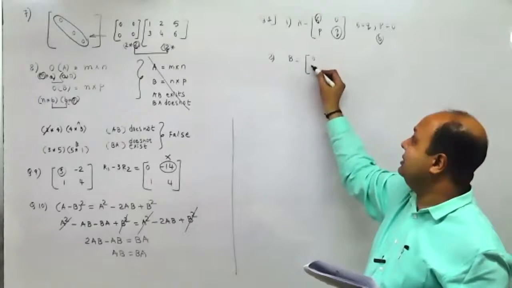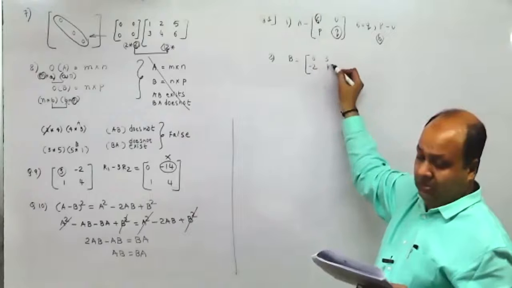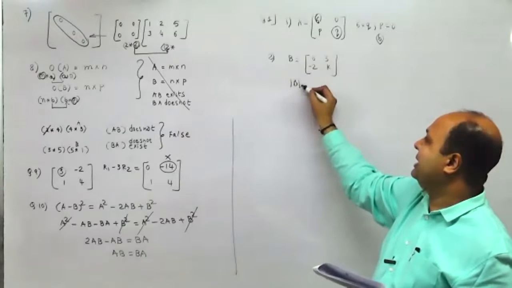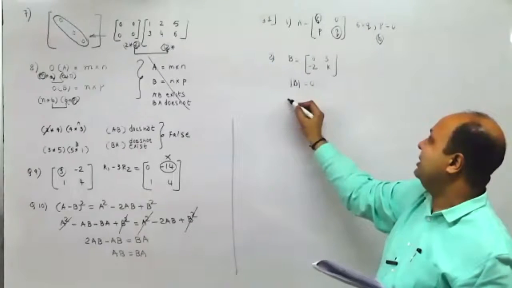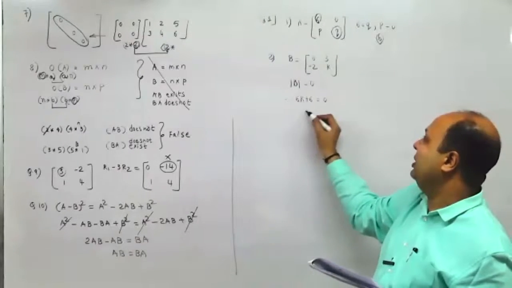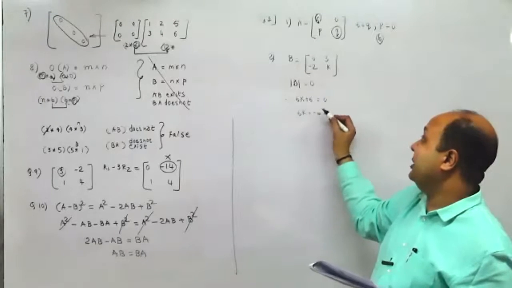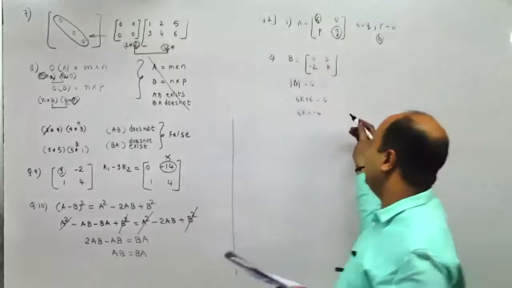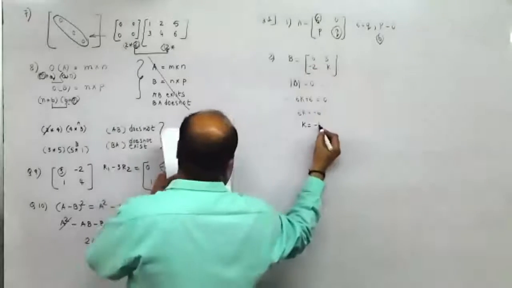Smriti, no answer? Sir, it's correct. Determinant value of B would be 0 since it is a singular matrix. So therefore 6k minus 6 plus 6 would be 0. 6k would be minus 6. Many children would commit a mistake in the sign here. 6k, this is minus 6, so plus 6 here. So therefore k is minus 1.